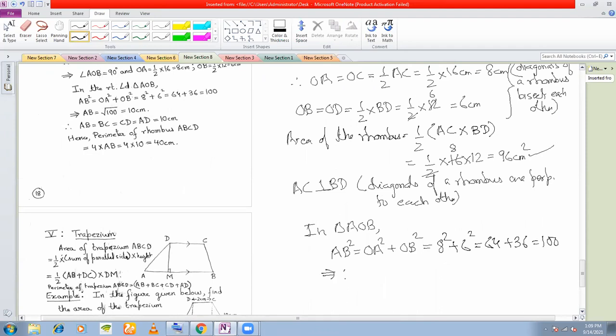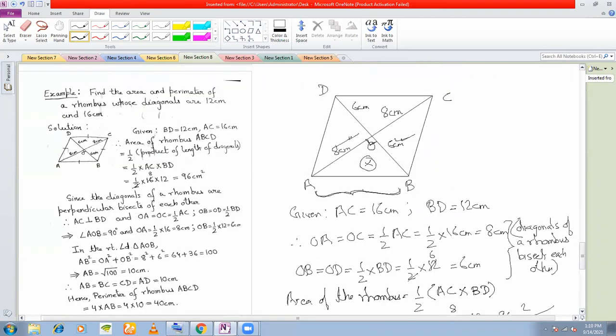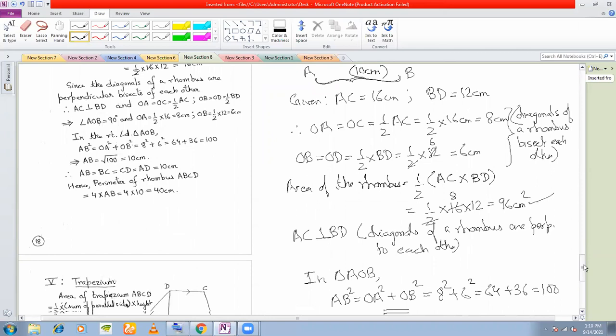That means what is AB, length of each side of the rhombus? Square root of 100, which is 10 centimeter. So I've got each side here to be 10 centimeter. This is 10 centimeter. This is 10 centimeter. This is 10 centimeter. And this is 10 centimeter. So what should be the perimeter? 4 into 10, right?